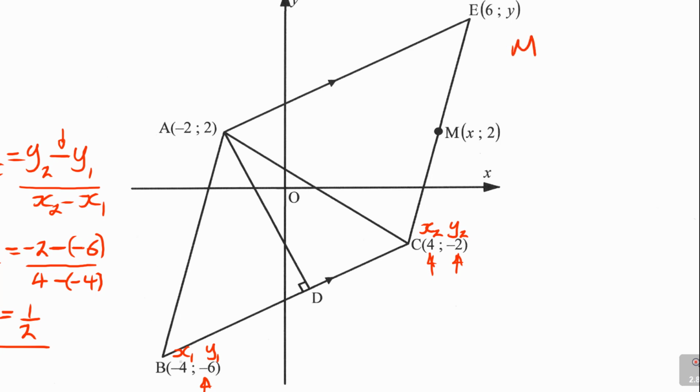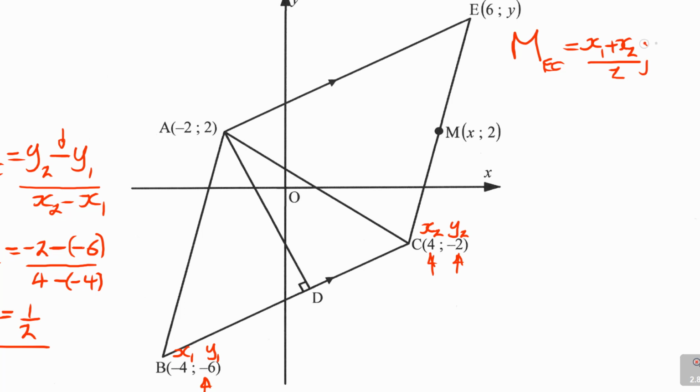I use a capital M now. Don't use small m. I'll say midpoint of EC is equal to, now midpoint, how do you find the coordinates of the midpoint? It's x1 plus x2, you divide that by 2, and then you also do the same: y1 plus y2, you divide that by 2. These are how you find the coordinates of the midpoint.